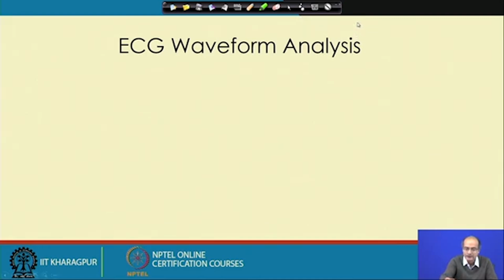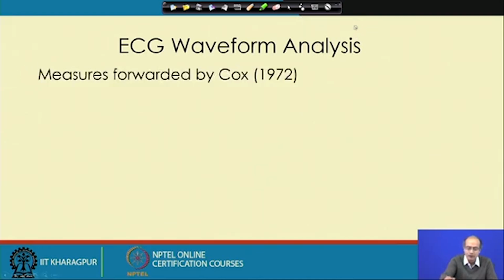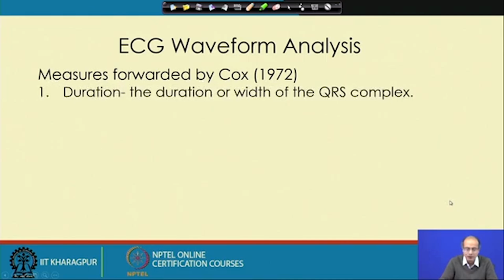So, now let us look at one such scheme proposed by Cox in 1972. They have given a very simple scheme, but quite effective. What they have suggested is that the duration of the width of the QRS complex should be the first feature.